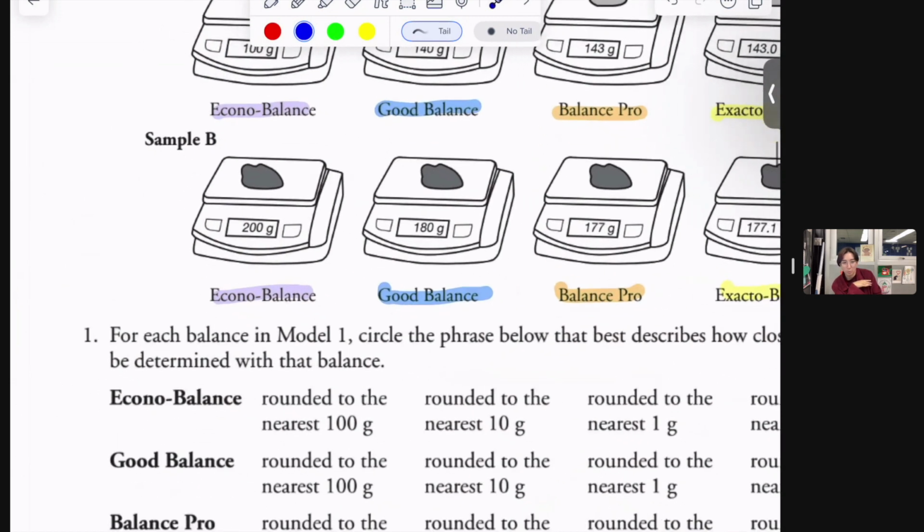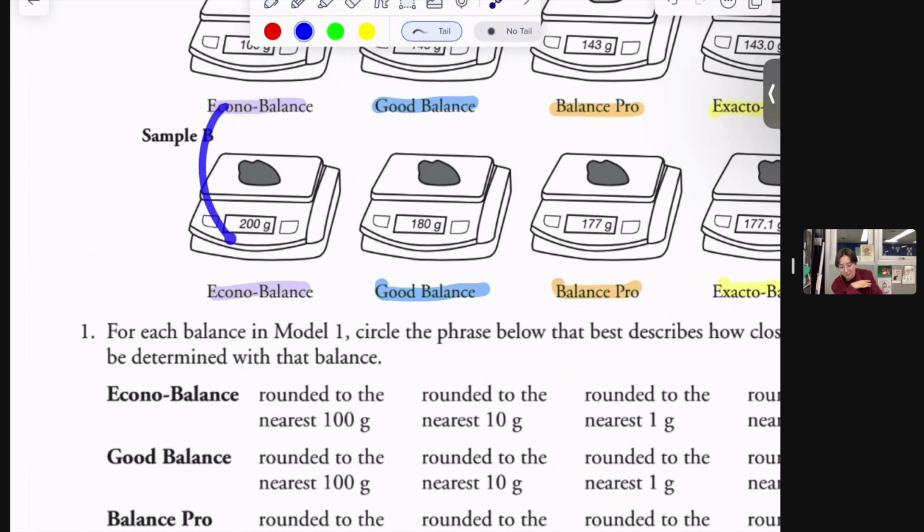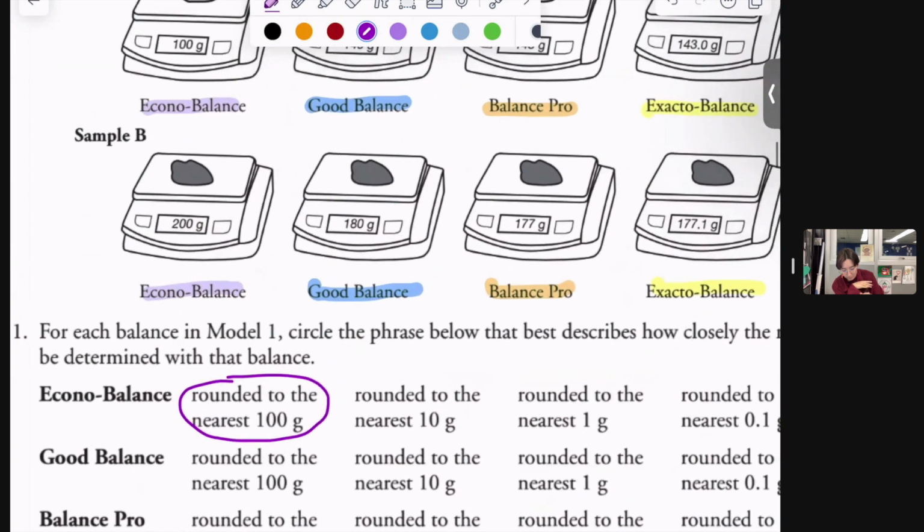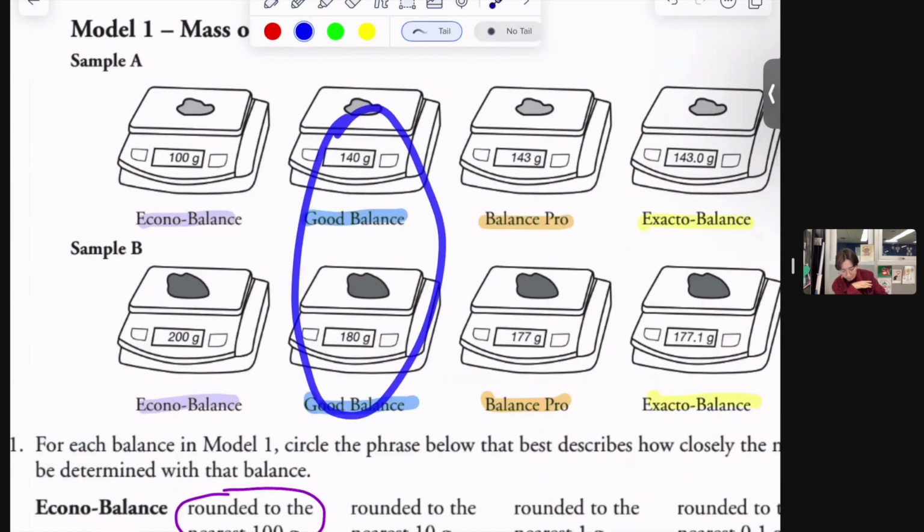So different tools give us different amounts of precision. This balance is only able to round to the nearest 100 grams. Let's look at our next one. So now we got our good balance. Again, what place is this answer being reported to? How many digits do we get in our answer? We got 180 and 140. It's rounding to the nearest 10 grams. I don't know it's exactly 140 because there's no future decimals. There's nothing to tell me that it's actually that precise. It's only rounding to the tens place.